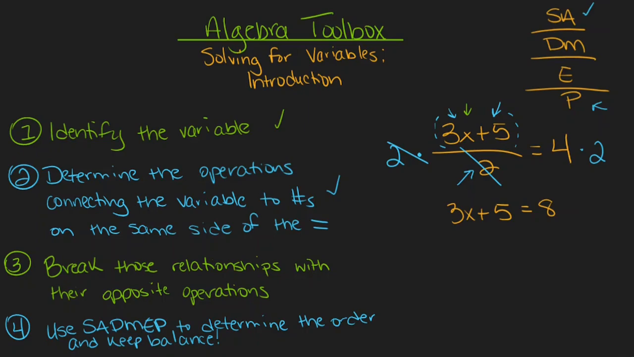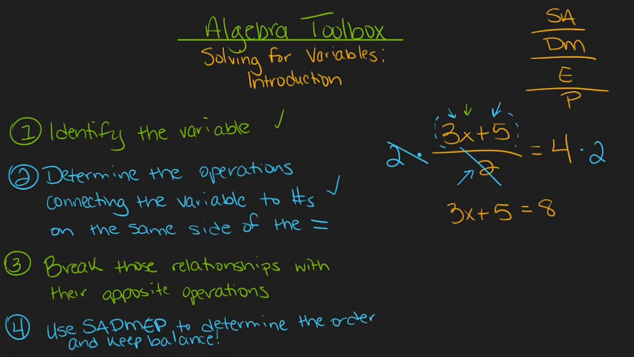Now that we've gotten rid of our denominator, we no longer have a fraction. And since we don't have a fraction anymore, those secret parentheses go away. This means that we are technically inside the parentheses now, and SADMEP restarts. So we begin at the top again and work our way back down to break those remaining relationships.